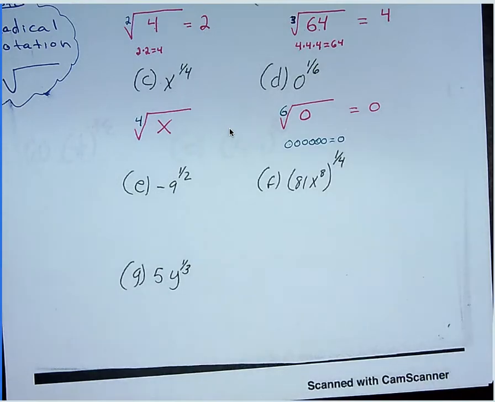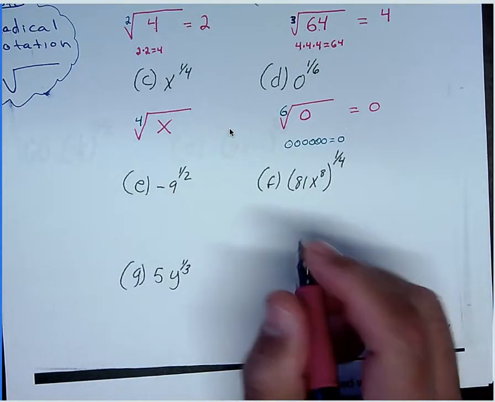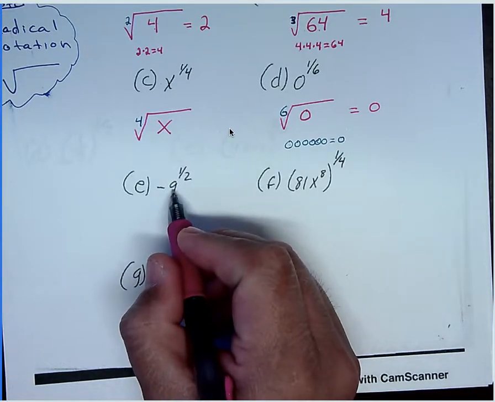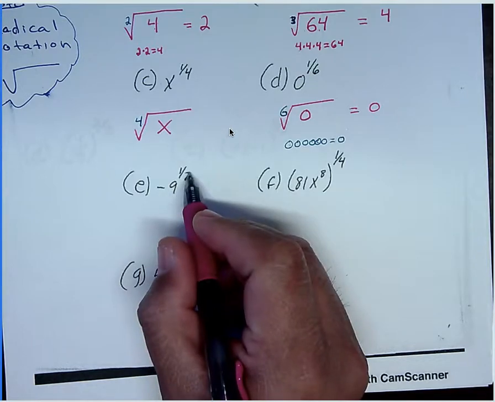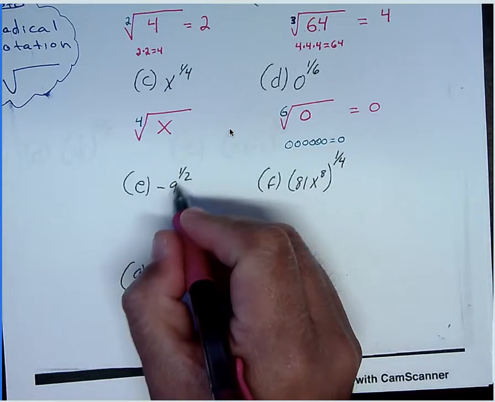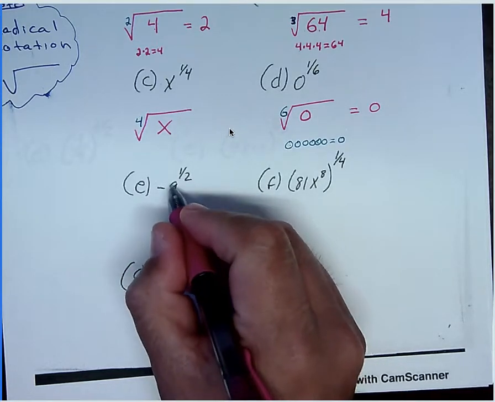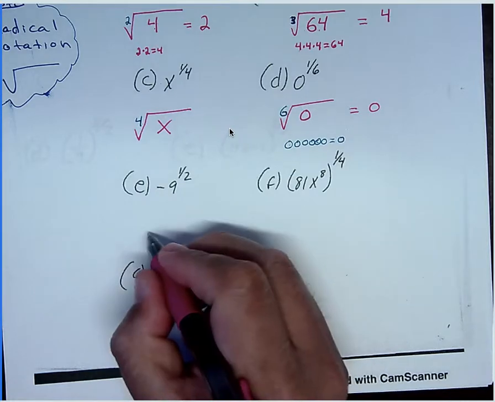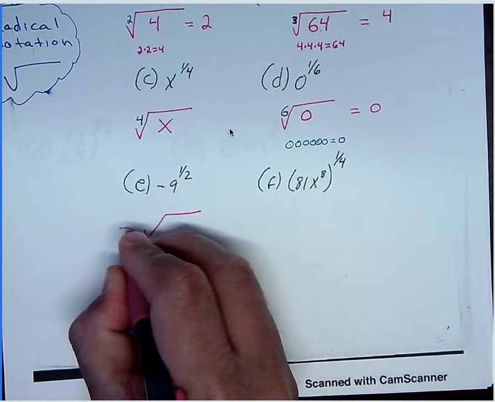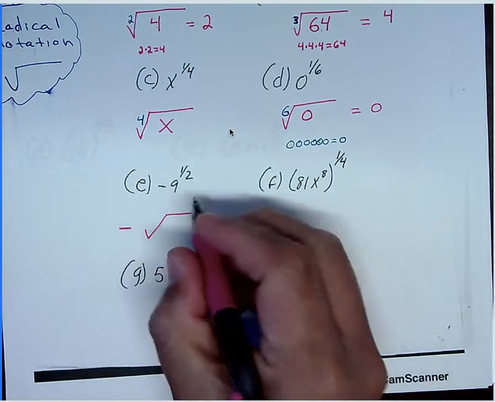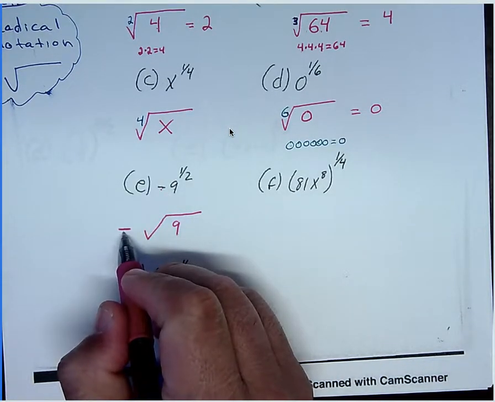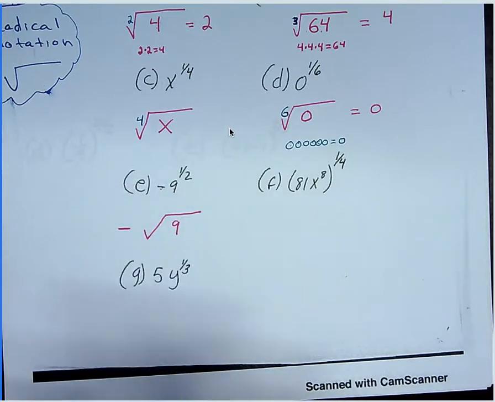Okay, this one has a negative, but if you notice, this is where you have to be careful. That negative is not being affected by that exponent because there's no parentheses around it, so that means that exponent only applies to that 9. So you would put the radical, that negative would be outside, right? And then the 9, the base, would be inside the radical. So remember, that negative is just outside. Forget about the negative, just put it outside. Okay, you're done with that one.